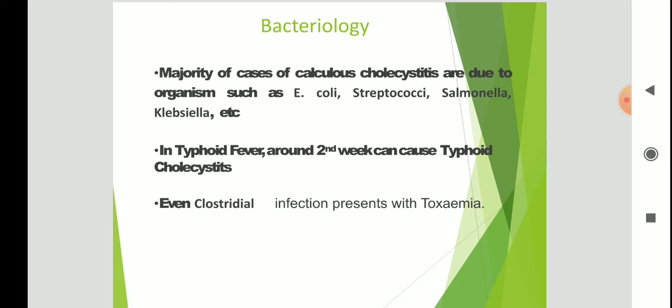Bacteriology. The majority of cases of calculous cholecystitis are due to organisms such as E. coli, Streptococcus, Salmonella, Klebsiella. All these organisms, gram positive and gram negative, contribute to cholecystitis. In typhoid fever, around the second week, typhoid cholecystitis can be seen. Even clostridial infection presents with toxemia.